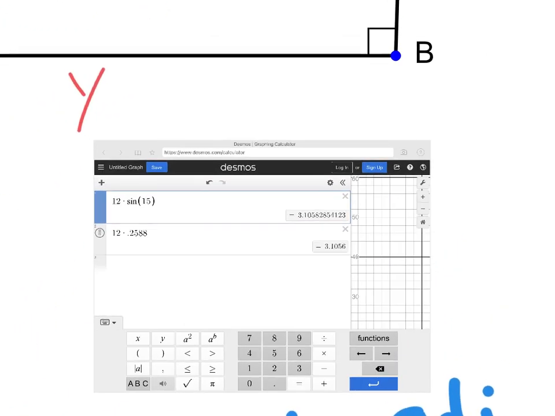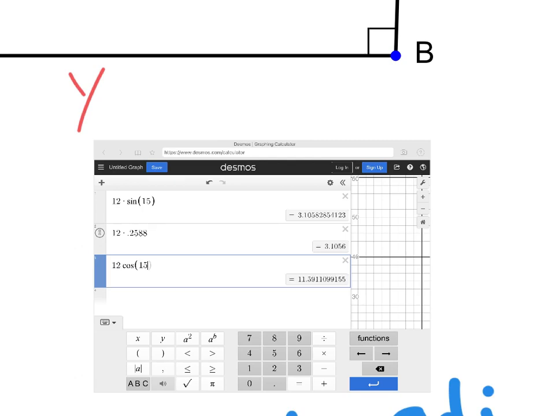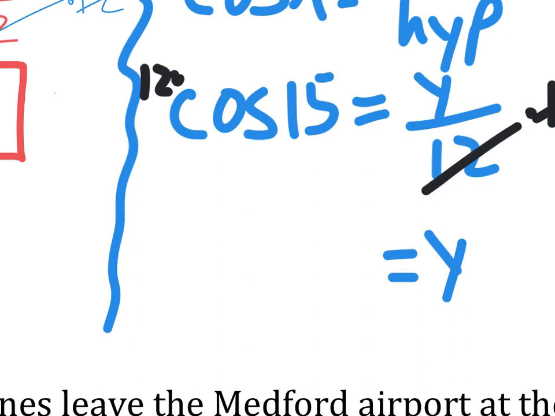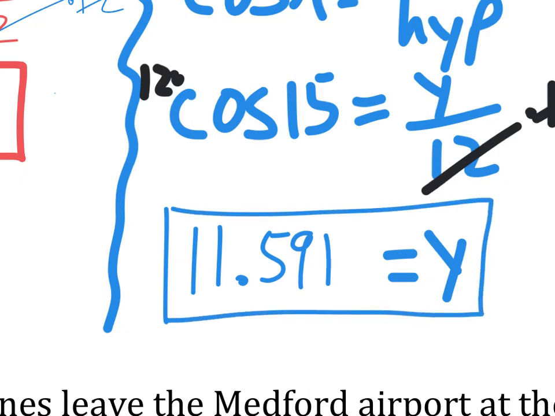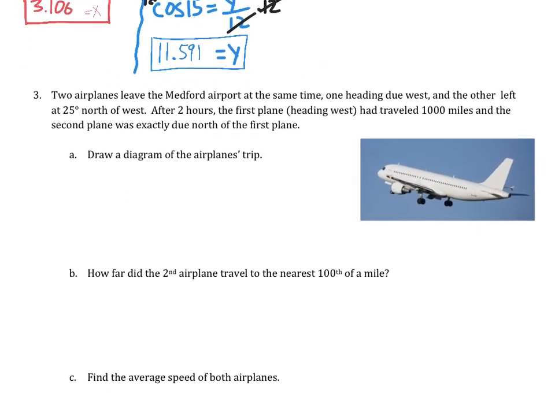All right? So we come back to our handy-dandy calculator, and we say, what's 12 times the cosine? Oh, nope, not cosecant. 12 times the cosine of 15 degrees. Again, we're in degrees, not radians. And we got 11.591. 11.59 is probably good, but why not be a little more accurate? Okay, there you have it. So let's go look at one more application problem here.